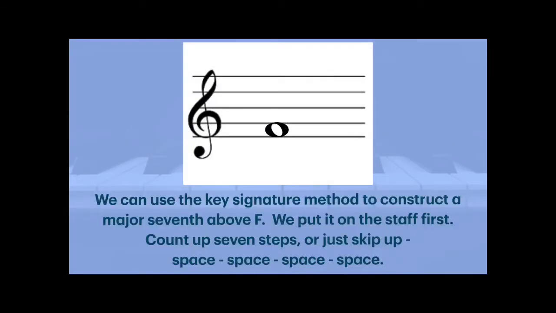We can use the key signature method to construct a major seventh above F. We put it on the staff first. You can do this by counting up 7 steps, space, line, etc. Or you can use the method I prefer, which is to move space, space, space, space.